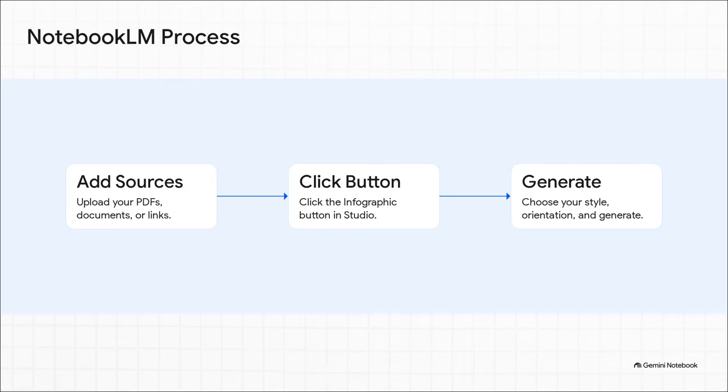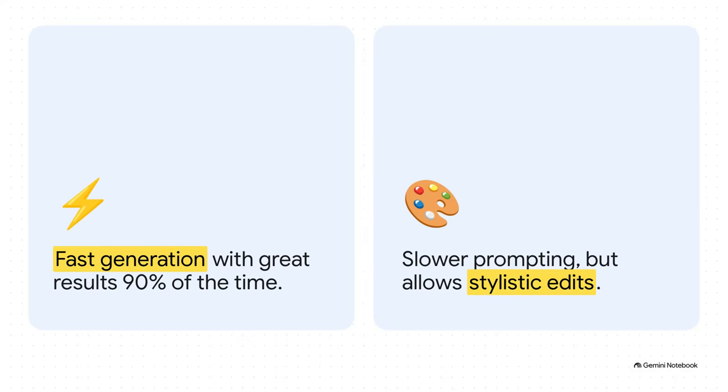With NotebookLM, the process is pretty much entirely frictionless. You literally just add your sources, hit the dedicated infographic button inside the studio, choose your orientation, pick your level of detail from a quick menu, and boom, generate. It is insanely fast, and honestly, it feels kind of fun because there's absolutely zero complex prompting required. So here is the crucial takeaway. NotebookLM gives you fast, super easy, one-click generation that's going to get you great results like 90% of the time.